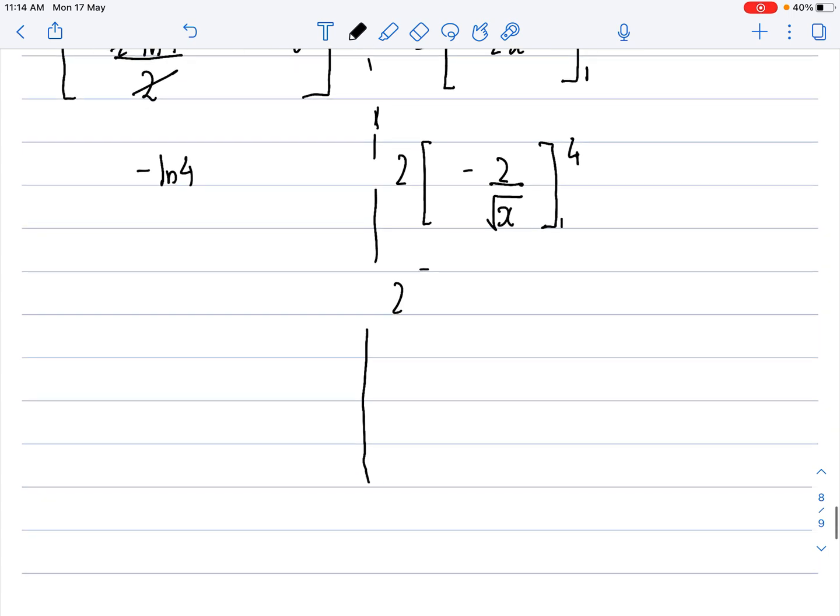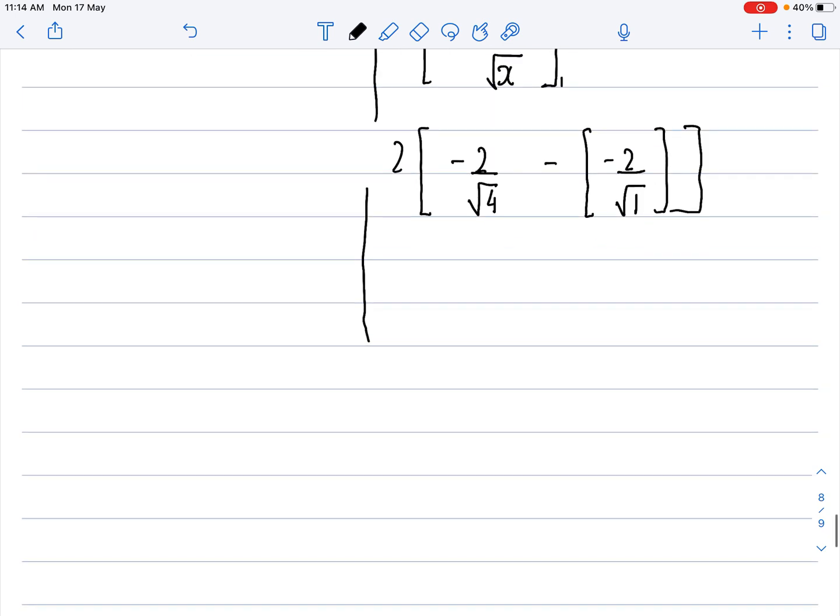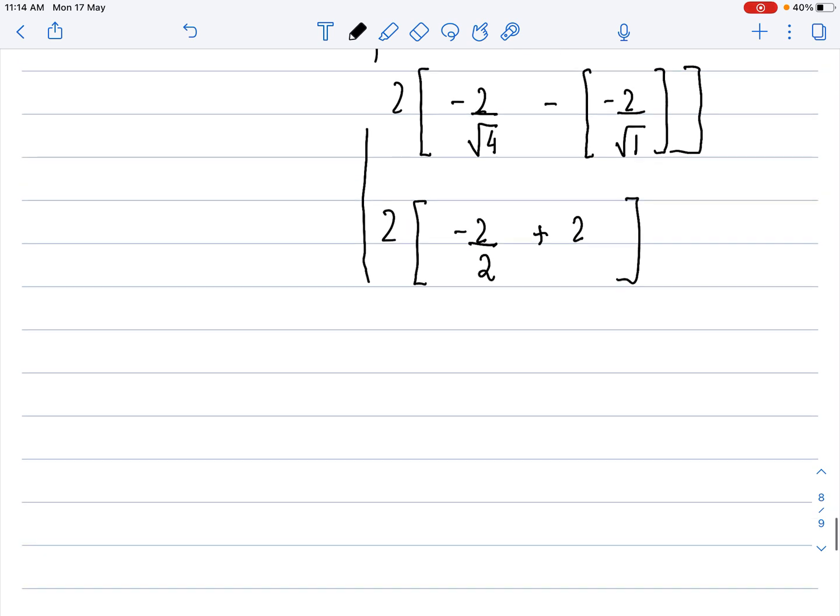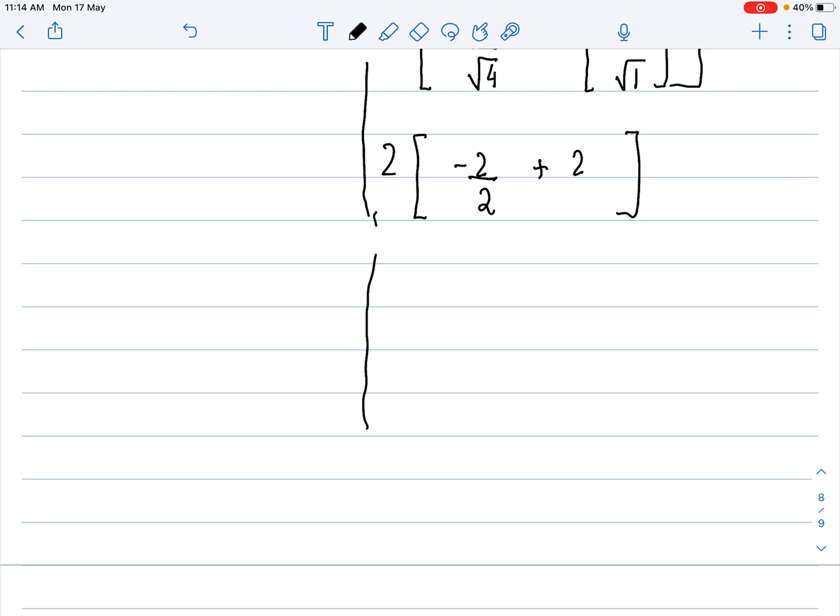So now in the place of x, I can put 4 first, minus, I can put minus 2 over root 1, which I can write as minus 2 over 2 minus, or I can write this as plus 2, because minus 2 over root 1 is minus 2 and minus minus becomes plus. So I can write this as 2 with minus 1 plus 2. So I can write this as 2 into 1, which gives me 2.